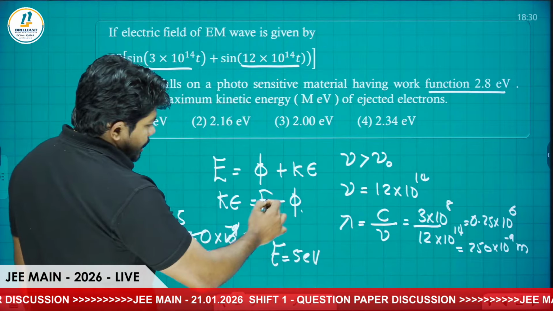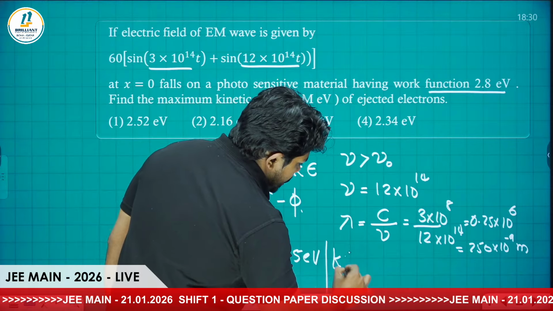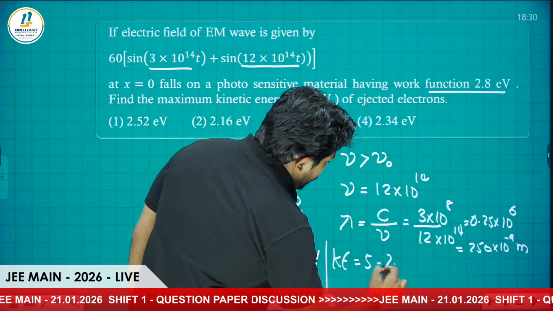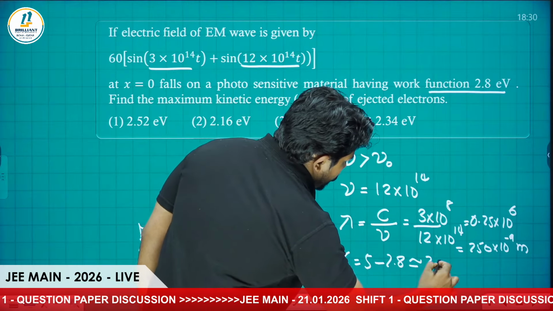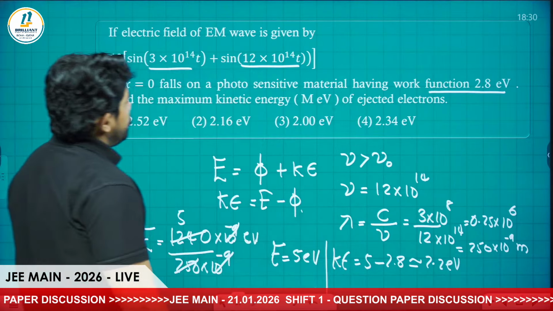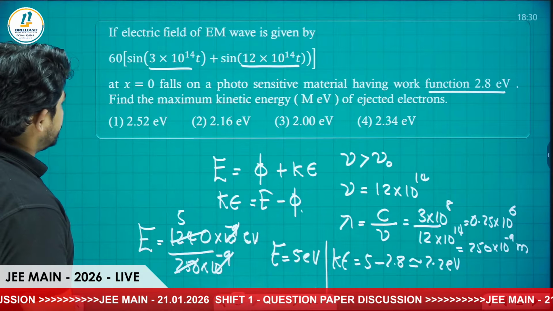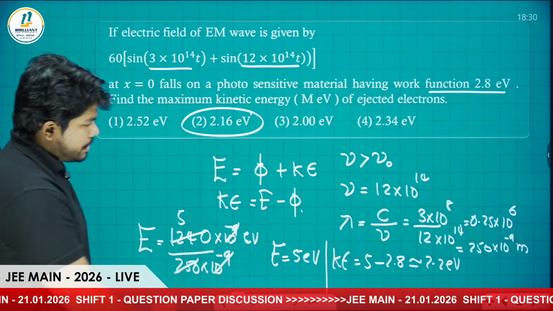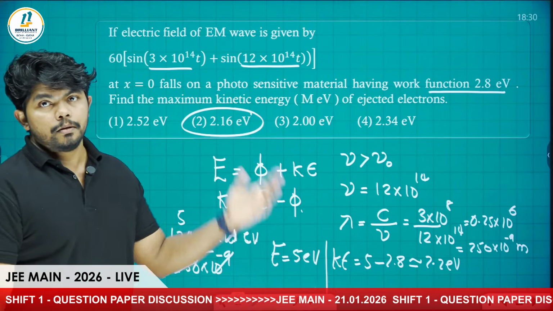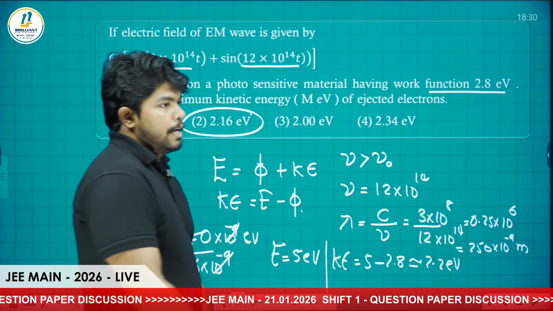So what will be the kinetic energy then? Kinetic energy we can write 5 minus 2.8, right? That will be roughly 2.2 EV. So which option will be the correct one? I think this one, right? Because we have approximated somewhat, the second option will be the correct one.